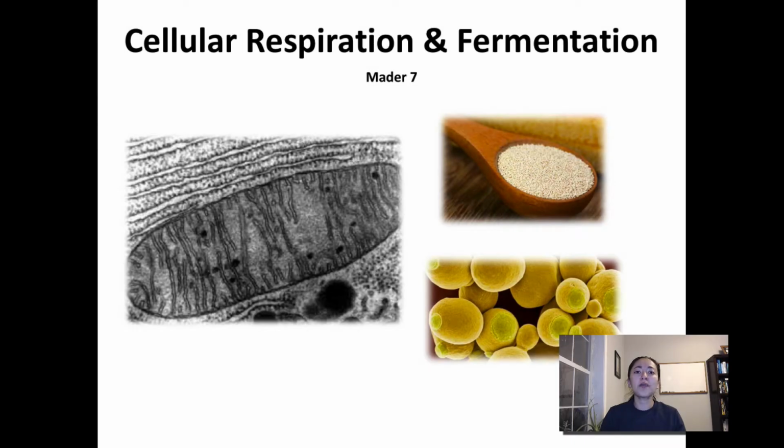In this video, I'm going to be talking about two different ways that organisms can use sugar to make a form of energy called ATP. And the two different methods that organisms can use are cellular respiration and fermentation.